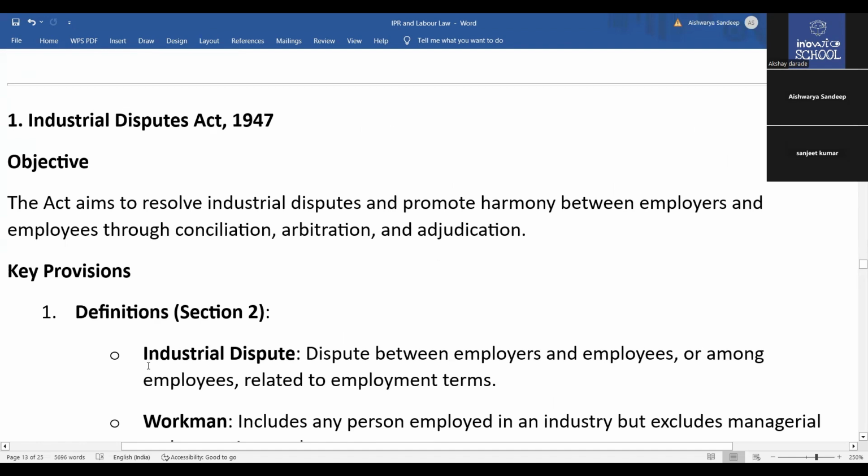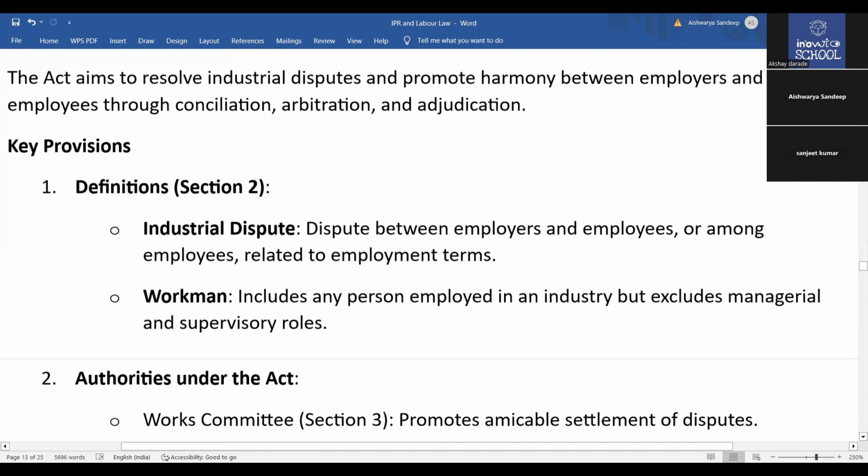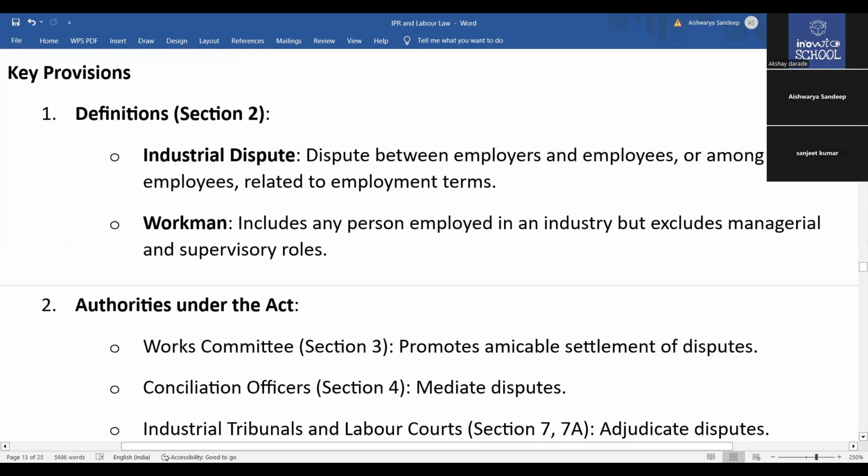Your Industrial Disputes Act. This is the major act in this particular topic of labor. That is, it aims to resolve industrial disputes and to promote harmony between the employers and workers through conciliation, arbitration, and adjudication. So, section 2 is an important section which defines what is an industrial dispute and who is a workman.